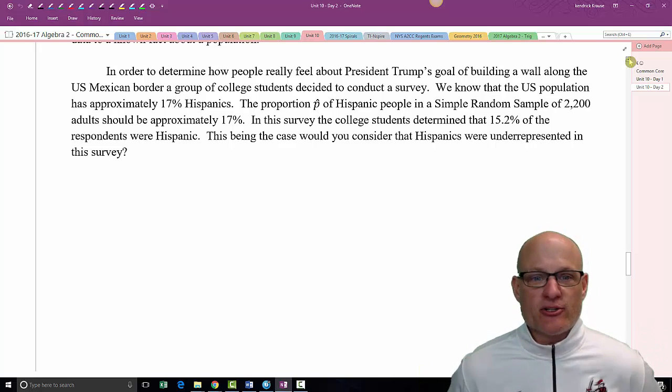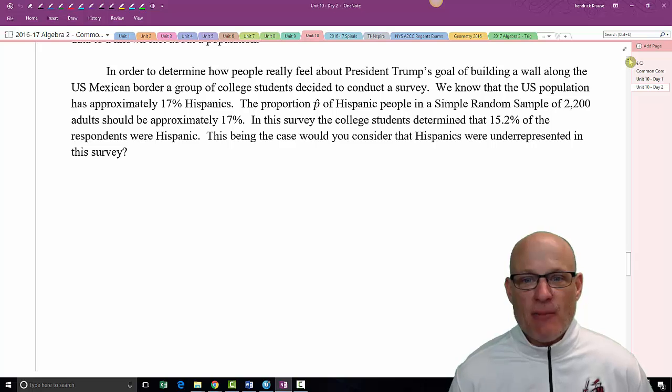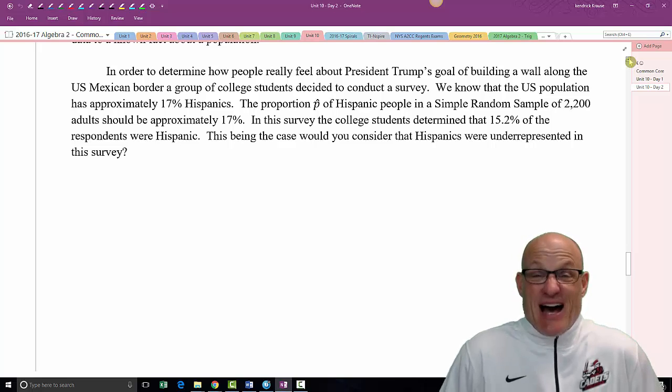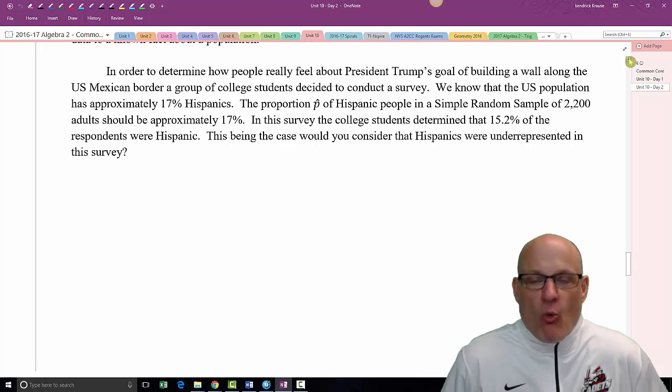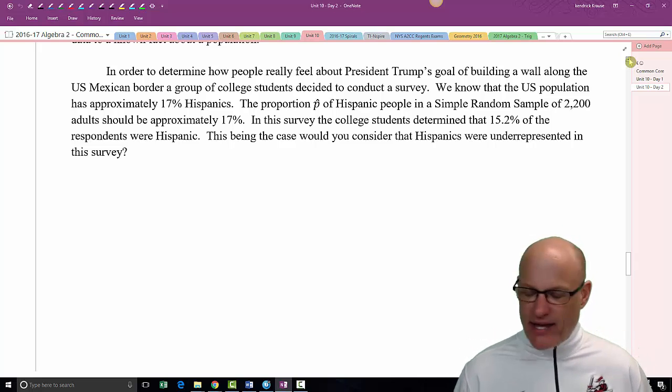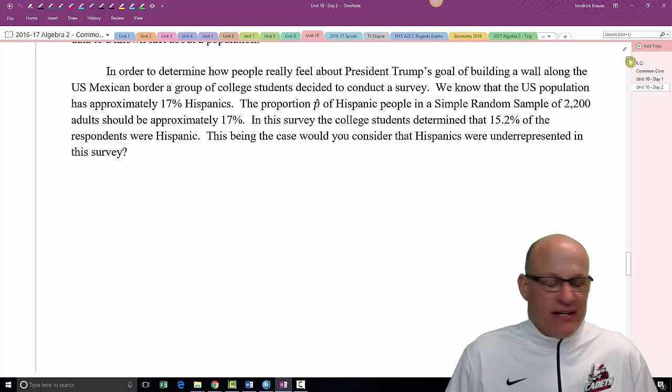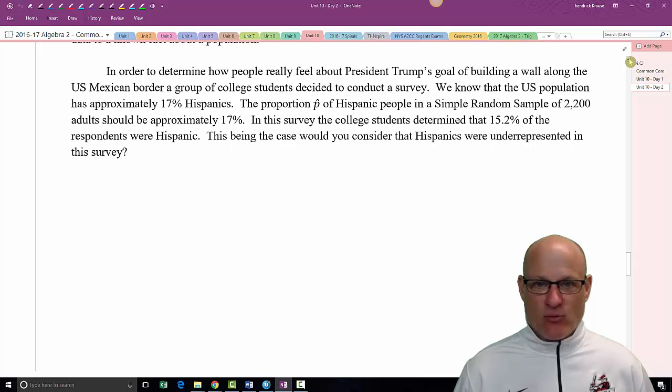It has nothing to do with anything other than to be made up and for you to see what's going on. So, in order to determine how people really feel about President Trump's goal of building a wall along the U.S.-Mexican border, a group of college students decided to conduct a survey. That's a hot topic right now, so why not address it head on in math class? I don't care how you feel about this one way or another. I have my own opinion, you have your own opinion. This is math. We're going to crunch numbers and see what's going on.